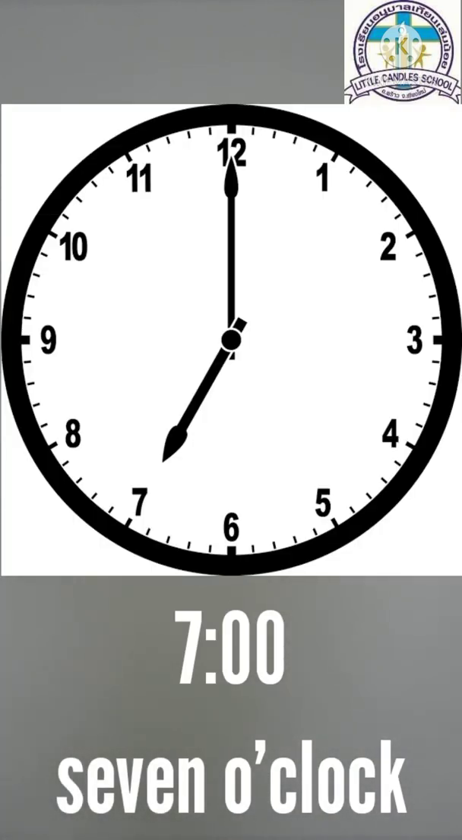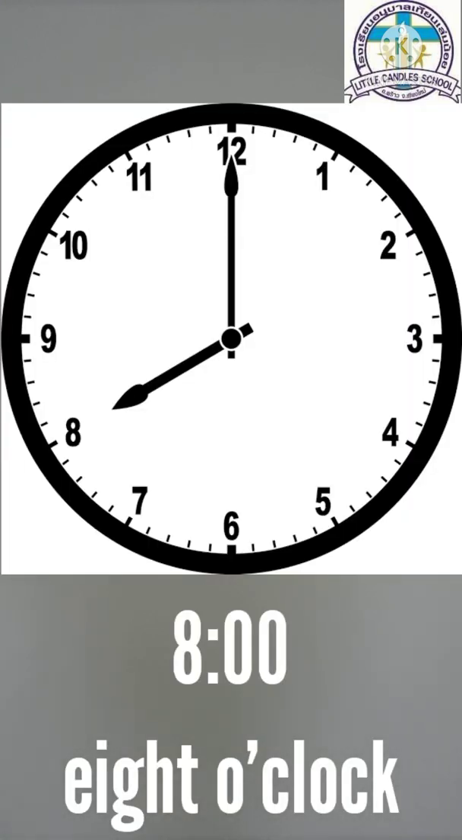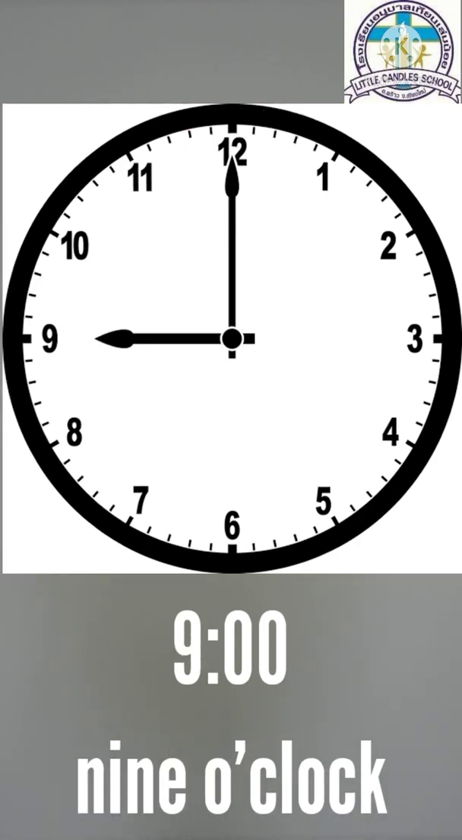The short hand is pointing to number 7 and the long hand is pointing to number 12. 7 o'clock. 8 o'clock. The short hand is pointing to number 8 and the long hand is pointing to number 12. 8 o'clock. 9 o'clock.